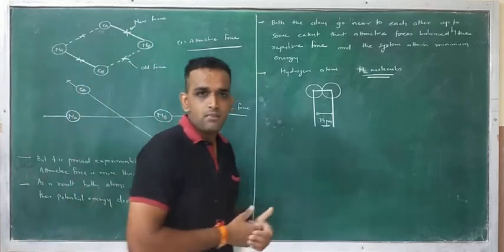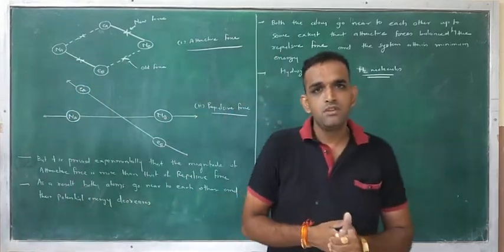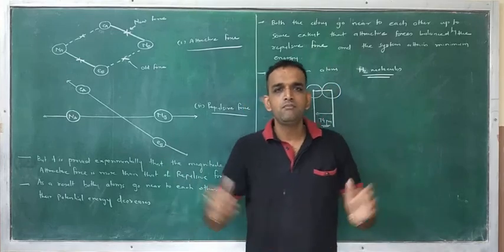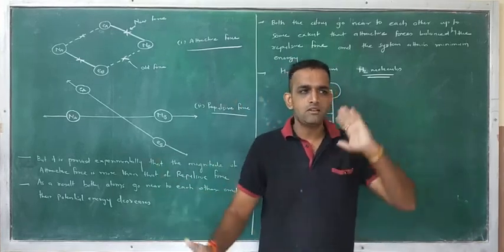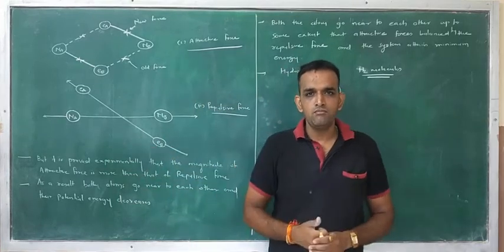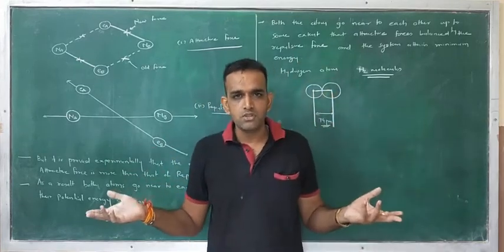Then we take the example just like a hydrogen atom is there, in which two atoms A and B. A atom's nucleus is Na, B atom's nucleus is Nb, electron Ea, electron Eb. So there is the attraction and the repulsion force is there, right?